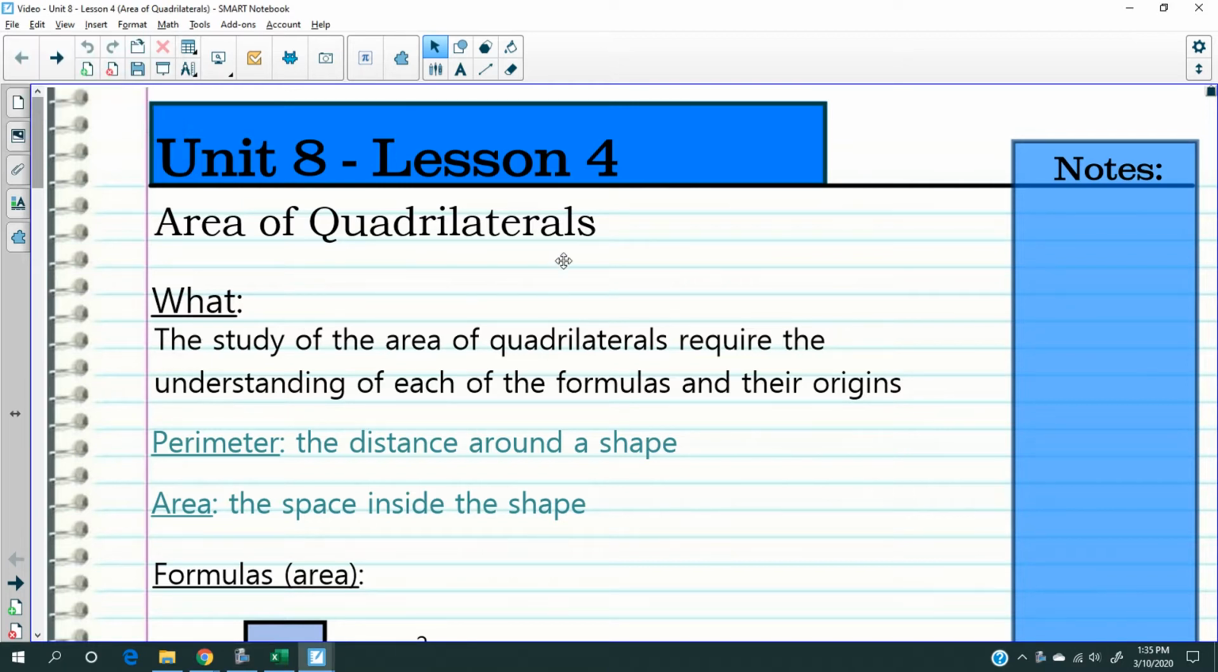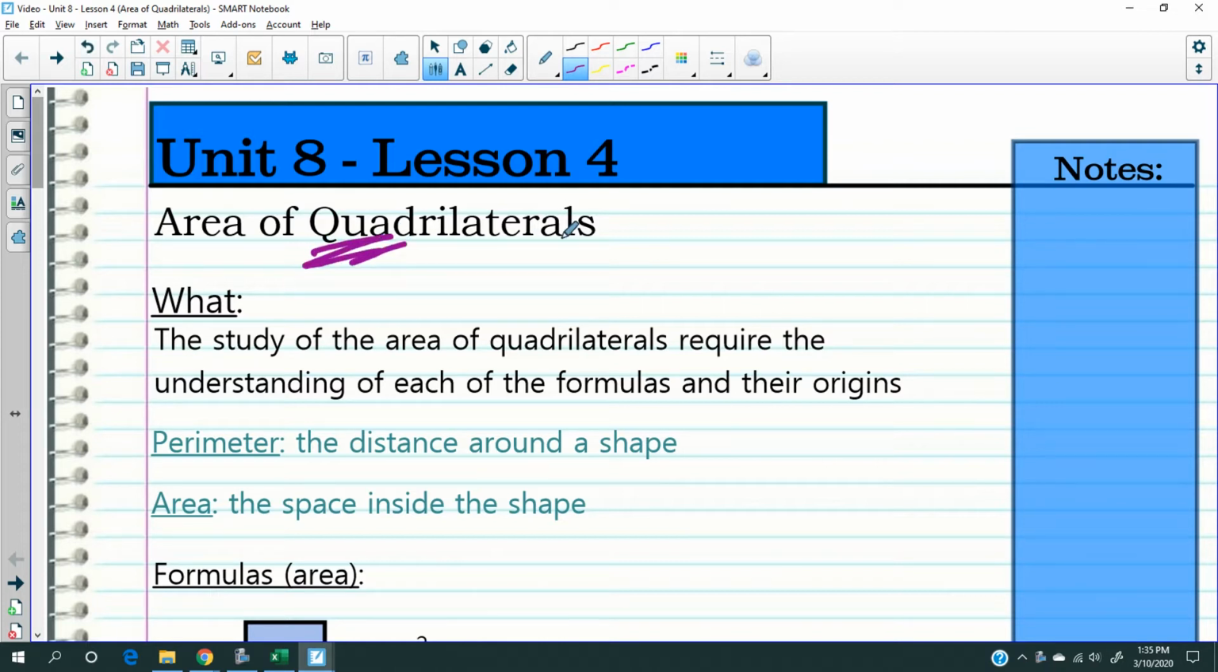Okay, all right. So today we are onward towards Unit 8, Lesson 4, and now we're going to talk about area of quadrilaterals, because in Lesson 3 we talked about triangles. So what's a quadrilateral? Let's talk about that.